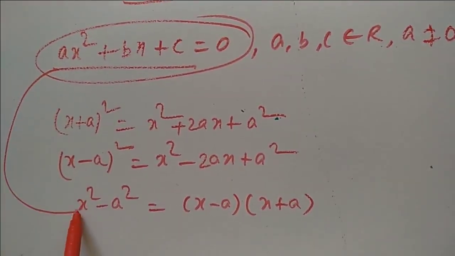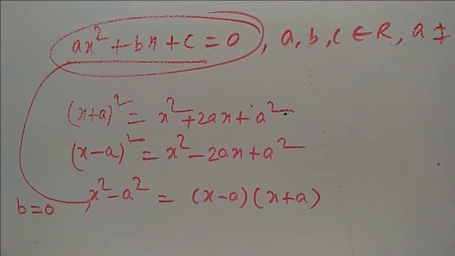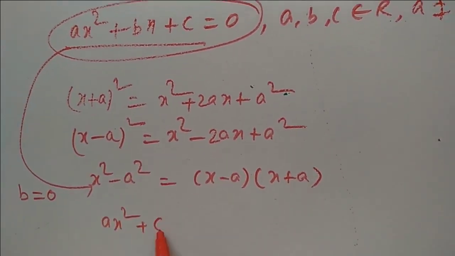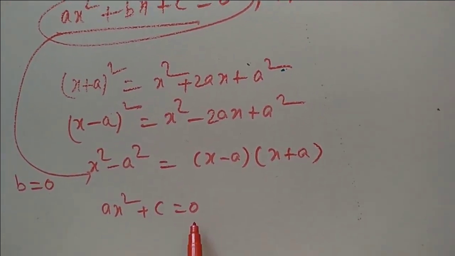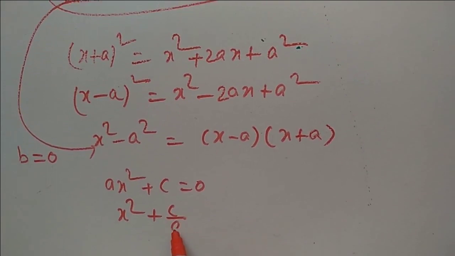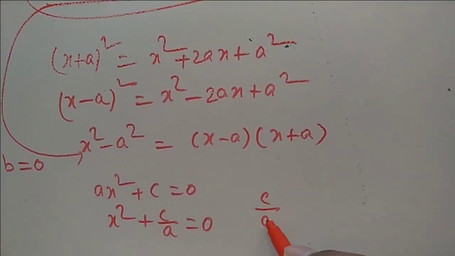If you just compare it with the standard equation, it looks like all these three are somewhere close, or they are representing identical patterns with some little manipulation in the coefficients. So you can say that ax square plus c equal to 0 if b is 0. So look at the standard equation. If b is 0, what will happen?